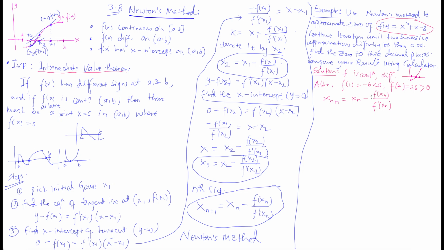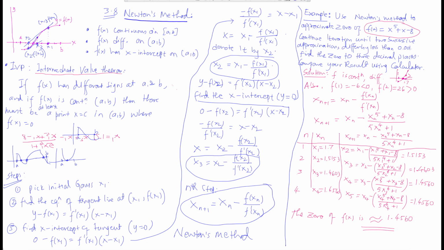Now I will find out the value of f of x_n. What is f of x_n? Let me write down x_{n+1} equals x_n minus f of x_n, which is x_n to the 5 plus x_n minus 8, divided by the derivative of f. It is 5x to the 4 plus 1, but you are replacing by x_n. So it will be 5x_n to the 4 plus 1. That's what you get, right?